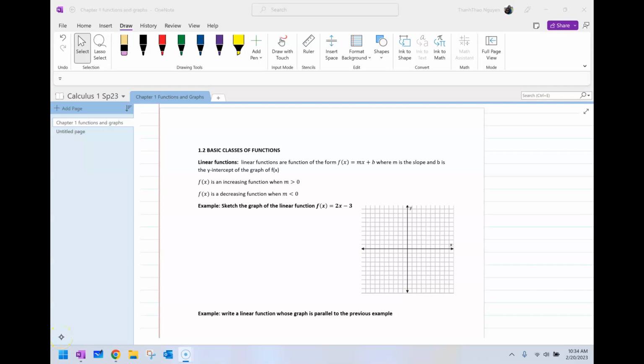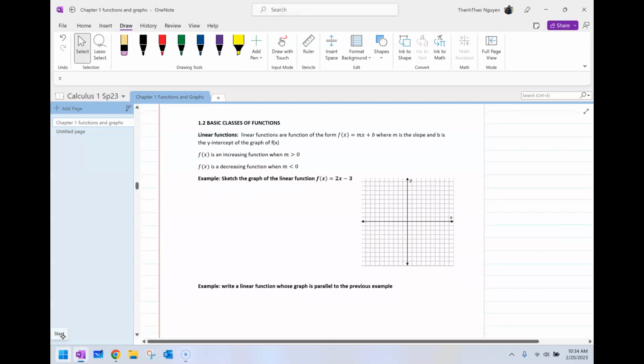Basic class of function: we have linear functions. Linear functions are functions of the form f(x) = mx + b, where m is the slope and b is the y-intercept of the graph of f(x). f(x) is an increasing function when m is greater than 0, and a decreasing function when m is less than 0. Let's get the graph of the linear function f(x) = 2x - 3.